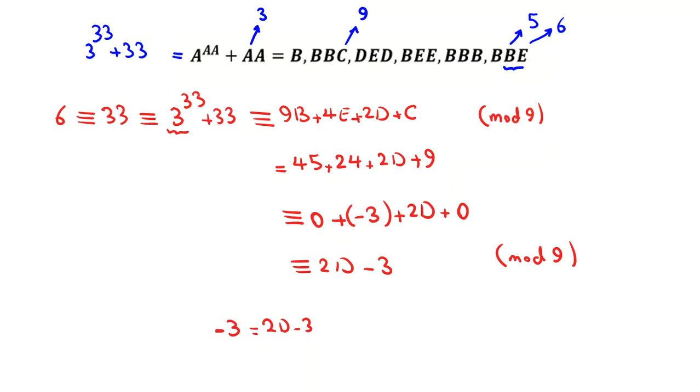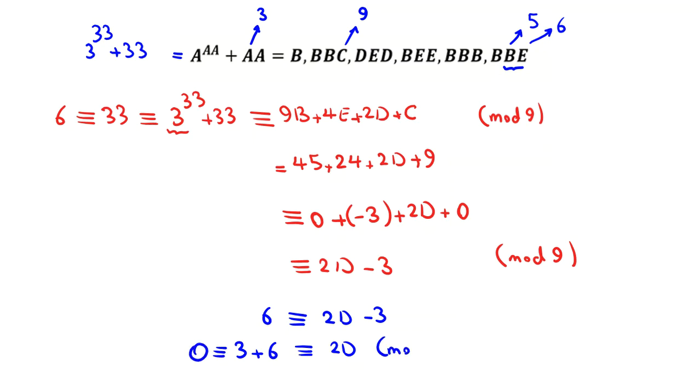Let's simplify a little more. We said 2D minus 3 is congruent to 6 mod 9. You can take negative 3 to the left hand side, it will be 3. 6 plus 3 will be 9, which is 0. So you can say 2D is a multiple of 9, so the only possible case is D is a multiple of 9. So D is 0 or 9.